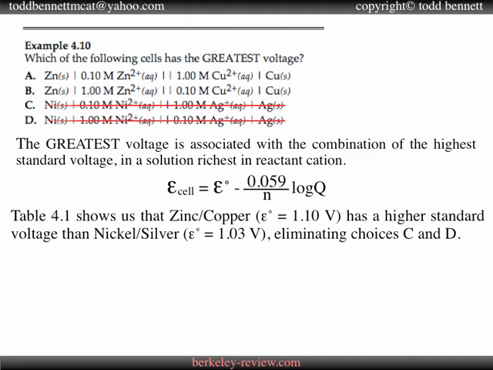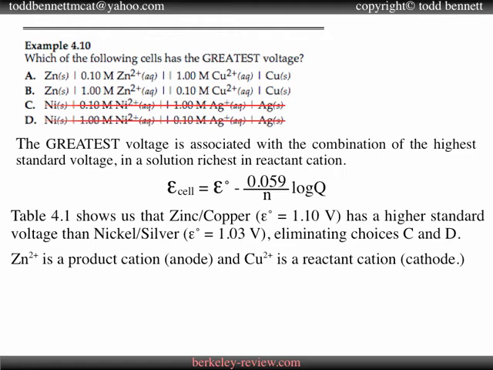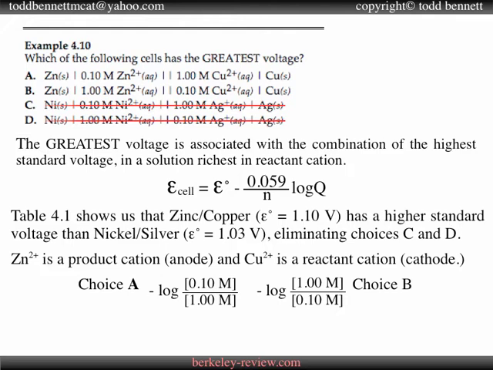Now we must consider which is the more reactant, which is the more product. So in choice A, you have 1 molar reactant and you have 0.1 molar product. In choice B, you have 1 molar product and 0.1 molar reactant. Zinc 2+ is a product cation at the anode, copper 2+ is the reactant cation at the cathode. So again, choice A, you have 0.1 product over 1 molar reactant. In choice B, you have 1 molar product over 0.1 molar reactant. You want the one richer in reactant.